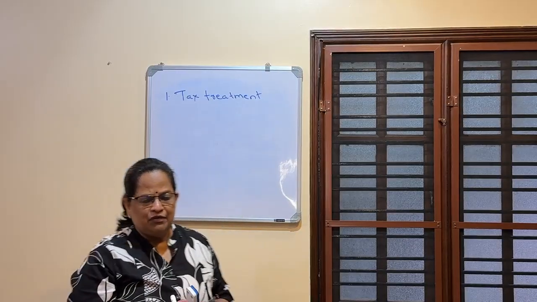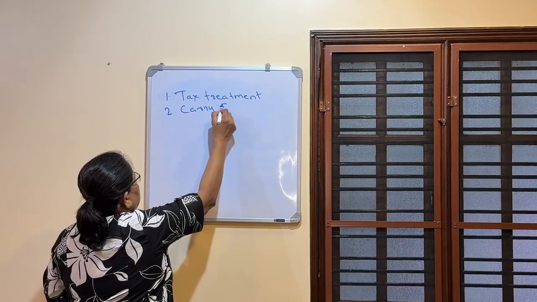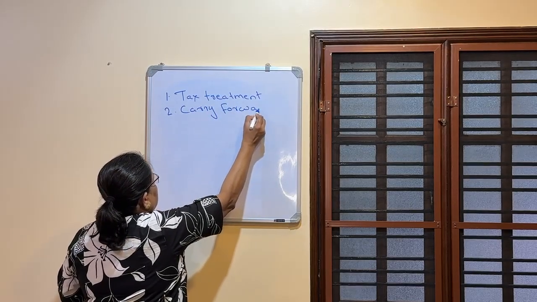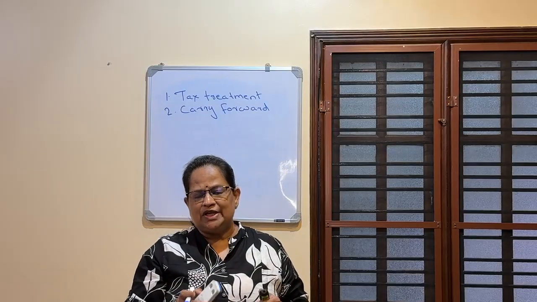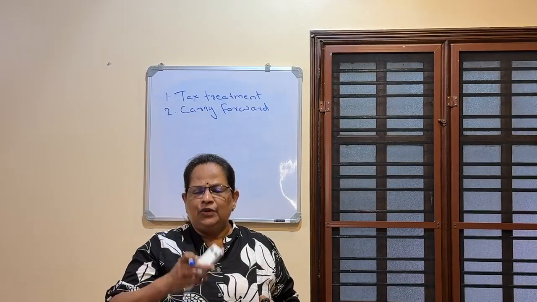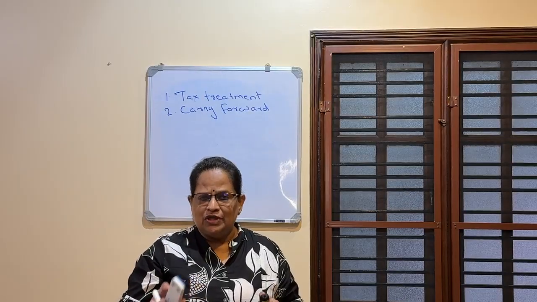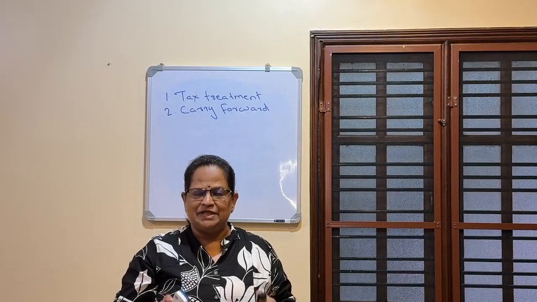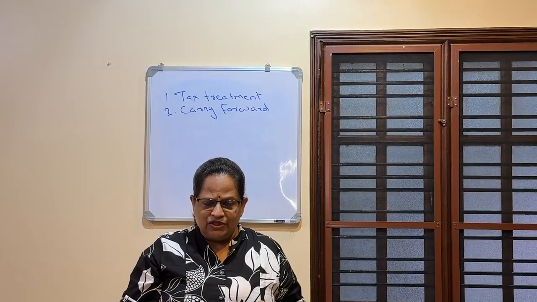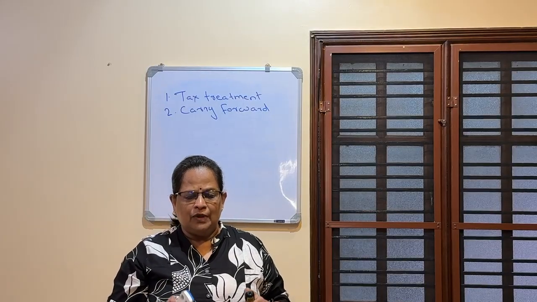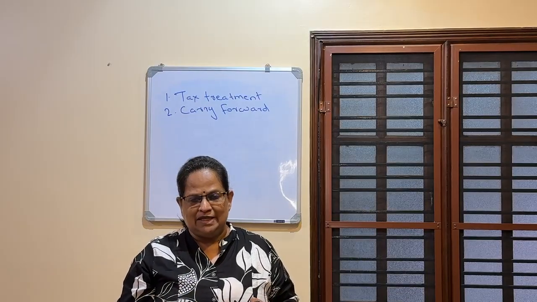Second point is carry forward rules. Carry forward meaning if you are not able to set off the loss in 1 year, then you can carry forward for few years, either 4 years or 8 years. You are going to learn this as a separate topic later, separate chapter. Carry forward and set off of losses we have to learn. So in the case of capital loss, it can be carried forward for 8 assessment years, but only to be set off against capital gains.